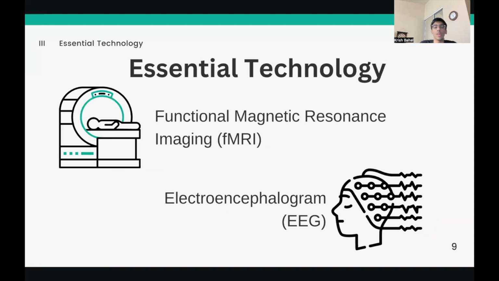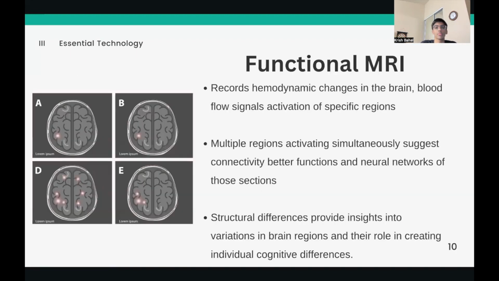Some essential technology that works with these paradigms is the functional magnetic resonance imaging, or fMRI, and the EEG machines. As for the functional MRI, they record hemodynamic changes in the blood, and blood flow signals the activation of specific regions in the brain. When multiple regions activate simultaneously, they suggest connectivity between these functions and neural networks that go along these lines. And structural differences between individuals provide insights into variations in brain regions between different people and their role in creating individual cognitive differences.